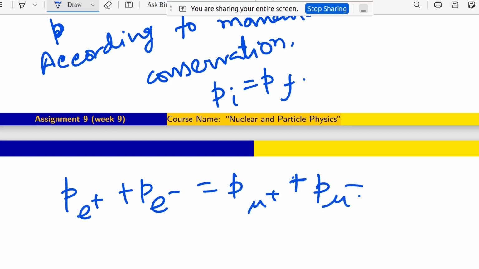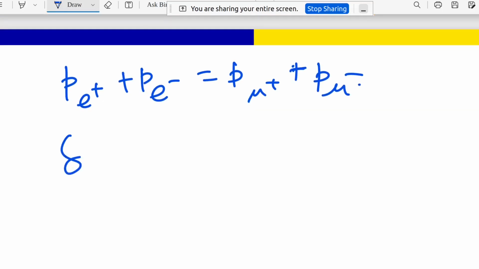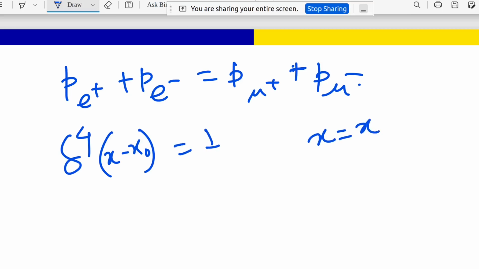Now they are asking about the correct delta function. So what is the nature of the delta function? Let's say I am writing here δ(x minus x0). That will be 1 if and only if x is x0. That will be 0 if x is not equal to x0.